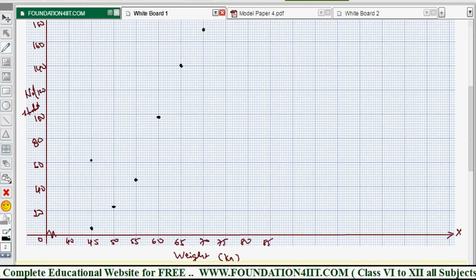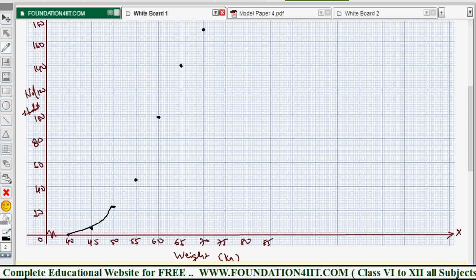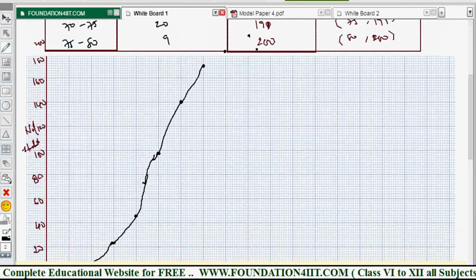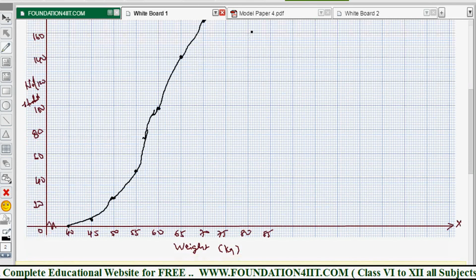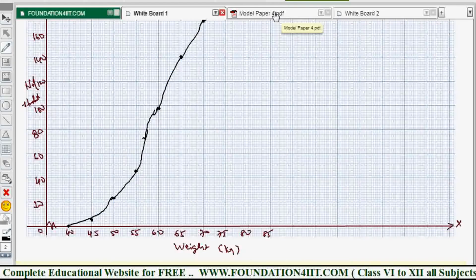So let me join these points from 0. For 40 it is 0. With the free hand you can join. Let us extend these lines. Okay, there is a graph paper. Now we'll see the question wise.